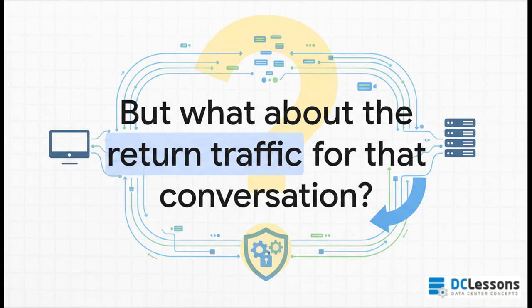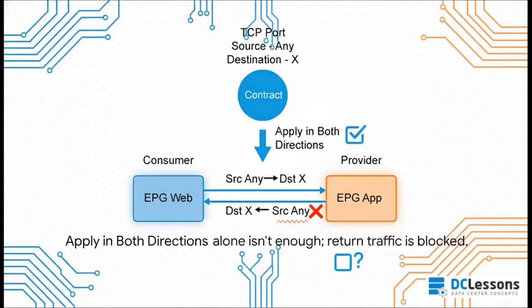What about the response? I mean, for pretty much any real conversation, especially with something like TCP, the server has to talk back to the client. It needs to complete the handshake. A one-way street just isn't going to cut it. Now, you might see this little checkbox in ACI that says apply in both directions and think, perfect, problem solved. But nope, it's a classic trap.